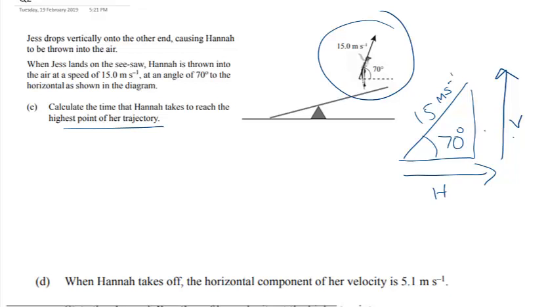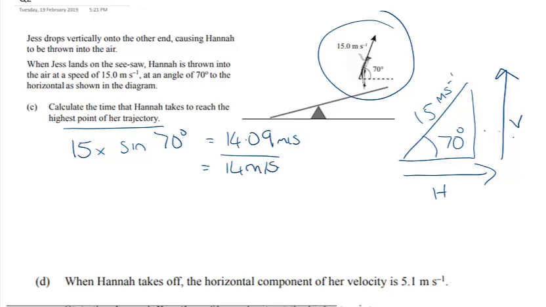So in calculating that, this is opposite of that, so we're going to be using sine. So it's going to be 15 times sine of 70 degrees will equal the vertical velocity. And that equals 14.095 meters per second, which is 14 meters per second if we go to two significant figures.